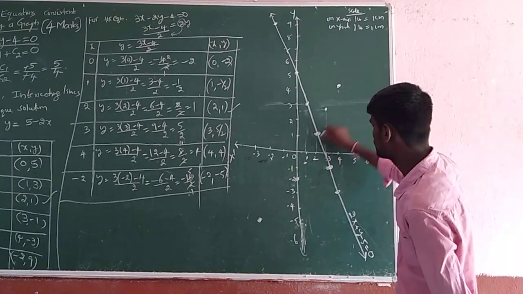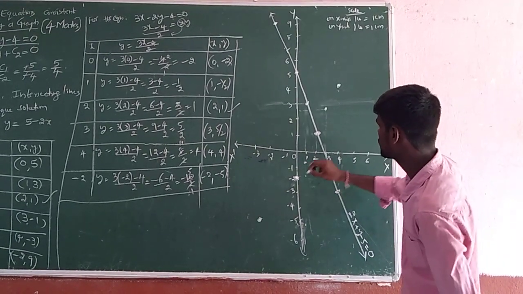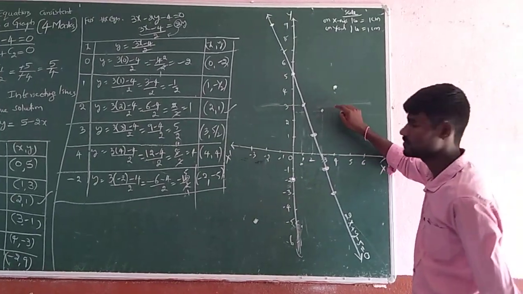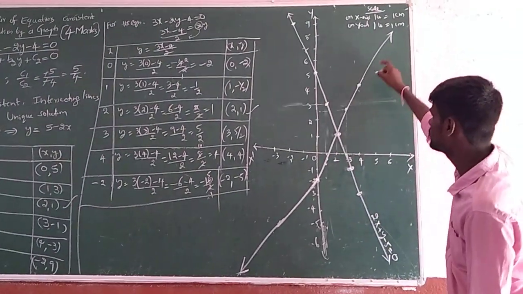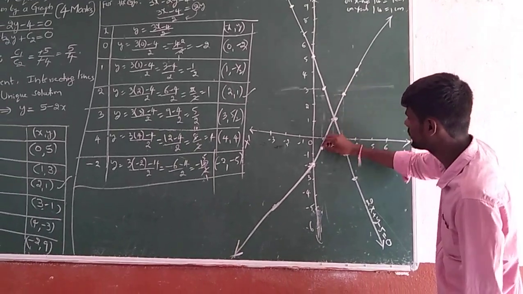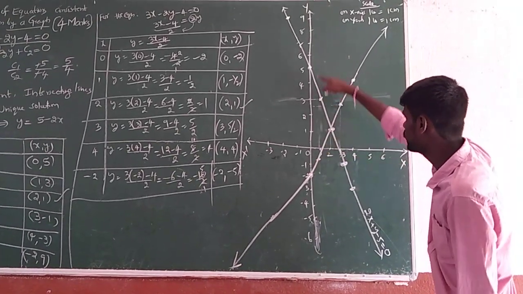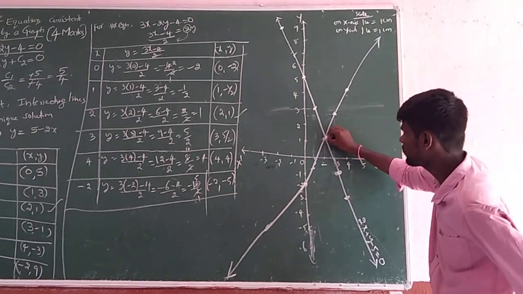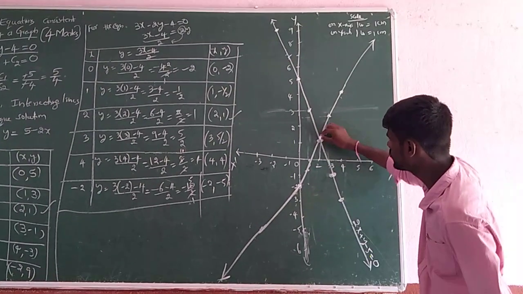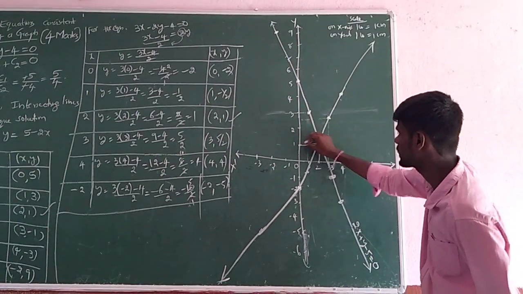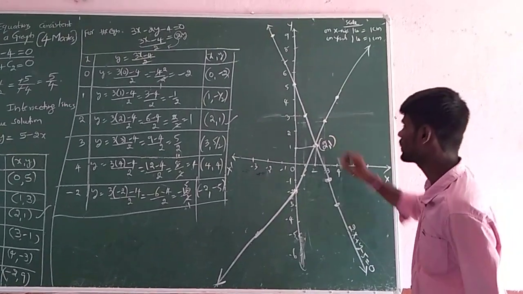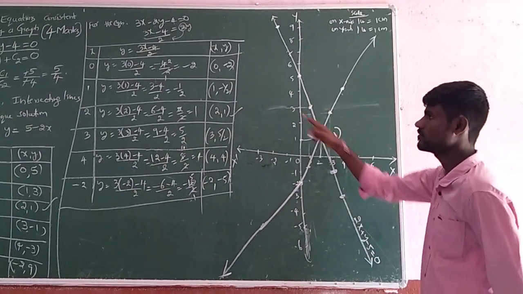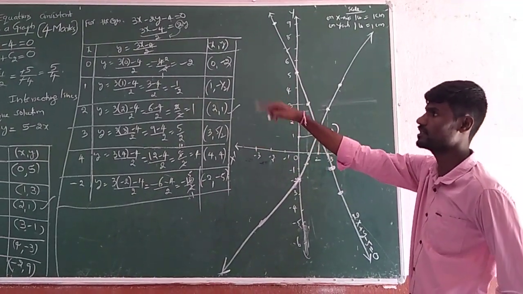So if I join all these, you will get a line. So let us join them. See here, I am joining. If I join them, we will get it in this form. This is the second equation. Both first and second will intersect at a point. What is that point? 2, 1. Take perpendiculars like this and write the solution there. 2, 1 is the solution for the given equations.